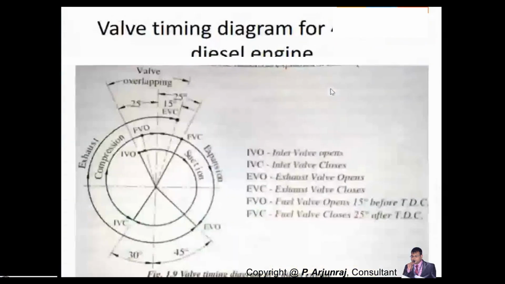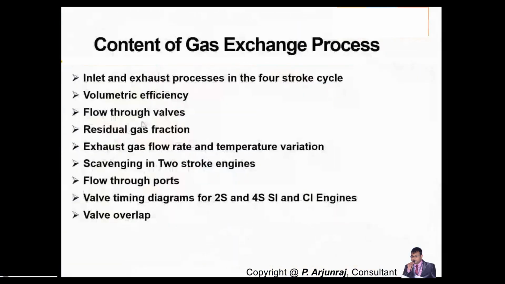We have covered the scavenging, and we have seen the valve timing diagram of the two-stroke SI engine and the valve overlap. We also saw the scavenging, and all these processes are already covered. I also explained the volumetric efficiency, and again it's basics. You can look at all these details in a book by John B. Heywood, in chapter number 6.